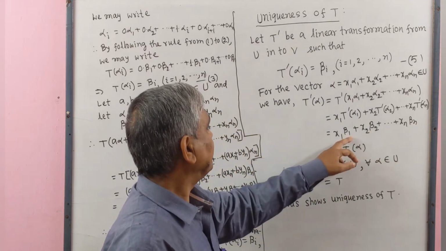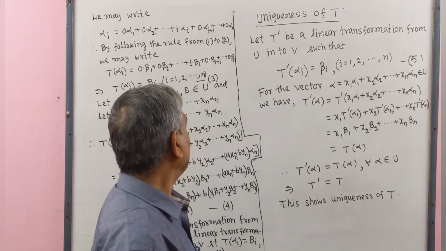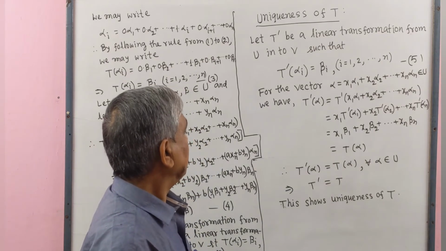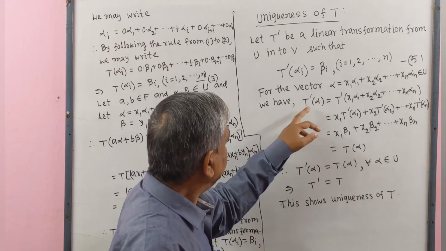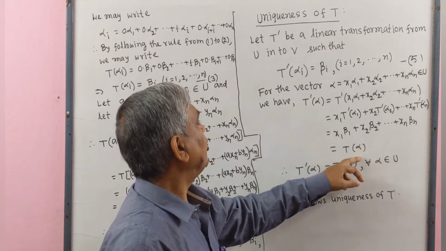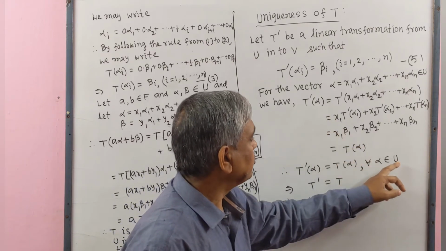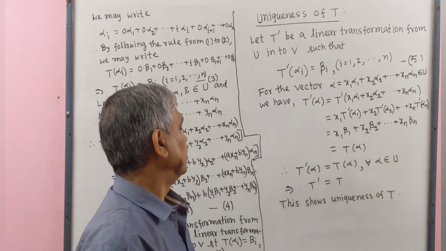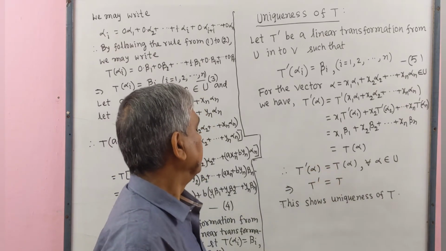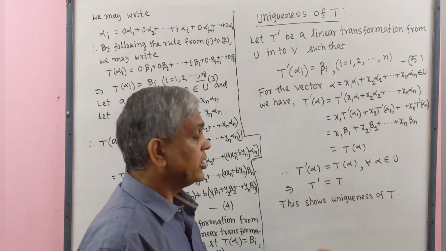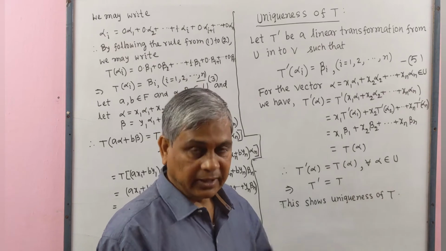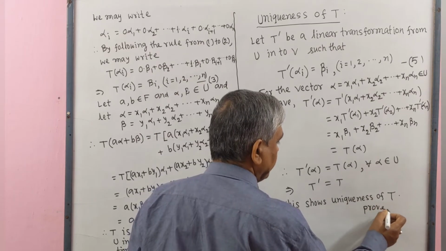Since this is equal to T alpha, we know, therefore, T prime alpha equal to T alpha for all alpha belonging to vector space U. This implies that T prime equal to T. This shows uniqueness of linear transformation T. Proved.